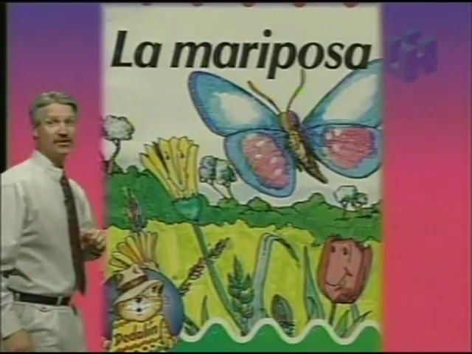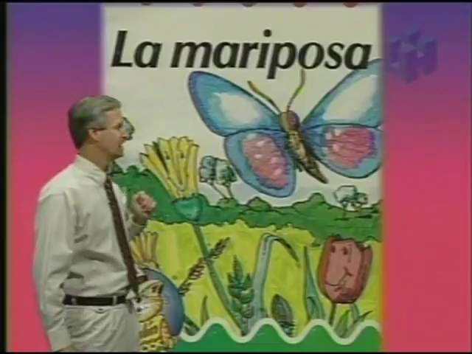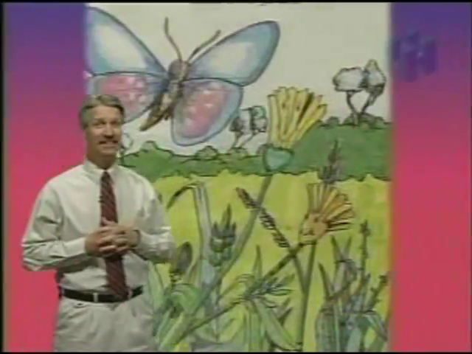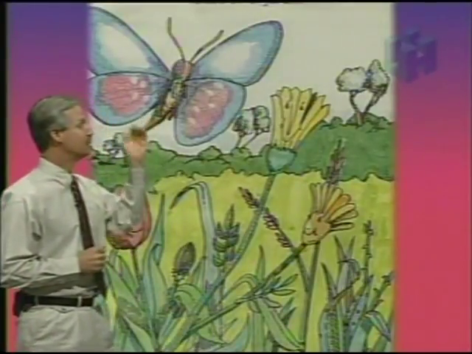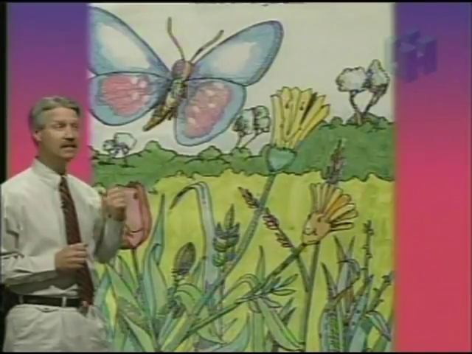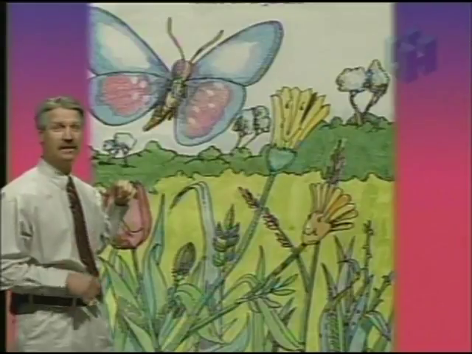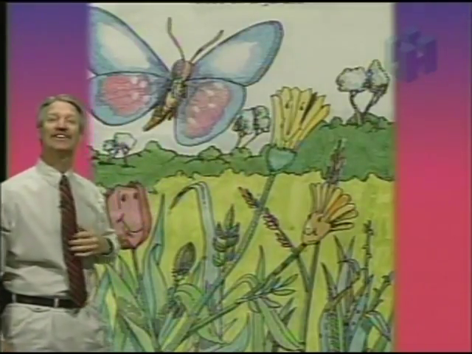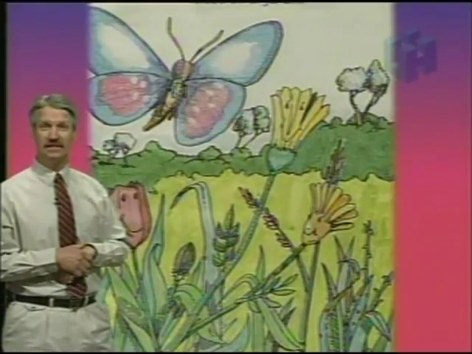And today's story is called La Mariposa. La Mariposa. Now look at this picture here. Can you guess what it is? Let's see. La linda mariposa volaba en el jardín. So here's the mariposa. Volaba, it was flying around in el jardín. Where is it flying? In the garden. What do we find in the garden? Let's see.